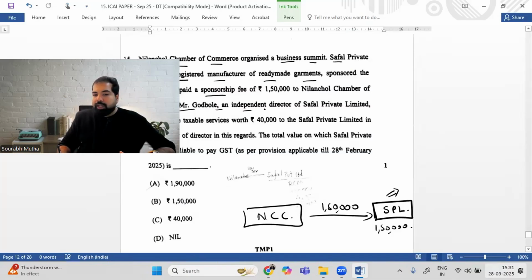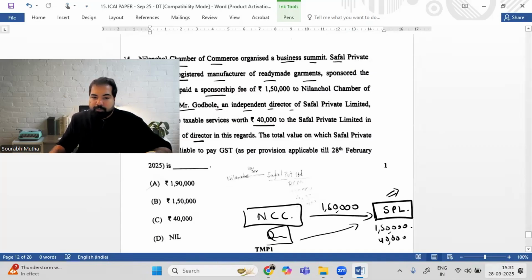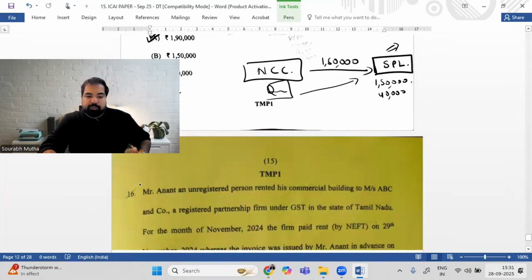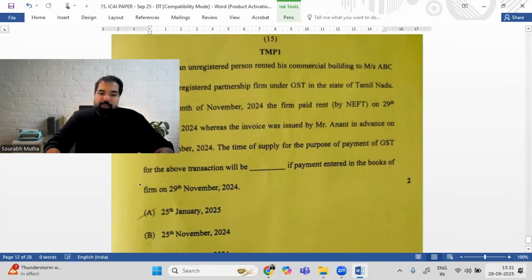Next, Mr. Godbole, independent director of Safal Private Limited. Again, there is a director. And as you know, guys, any director's sitting fees, etc., other than salary, is in the capacity of director. He's being paid for some services of 40 lakh. This is also under RCM. An independent director does not get salary, so this is other than salary. So on 1,90,000, it will be under RCM. We go to the next one.